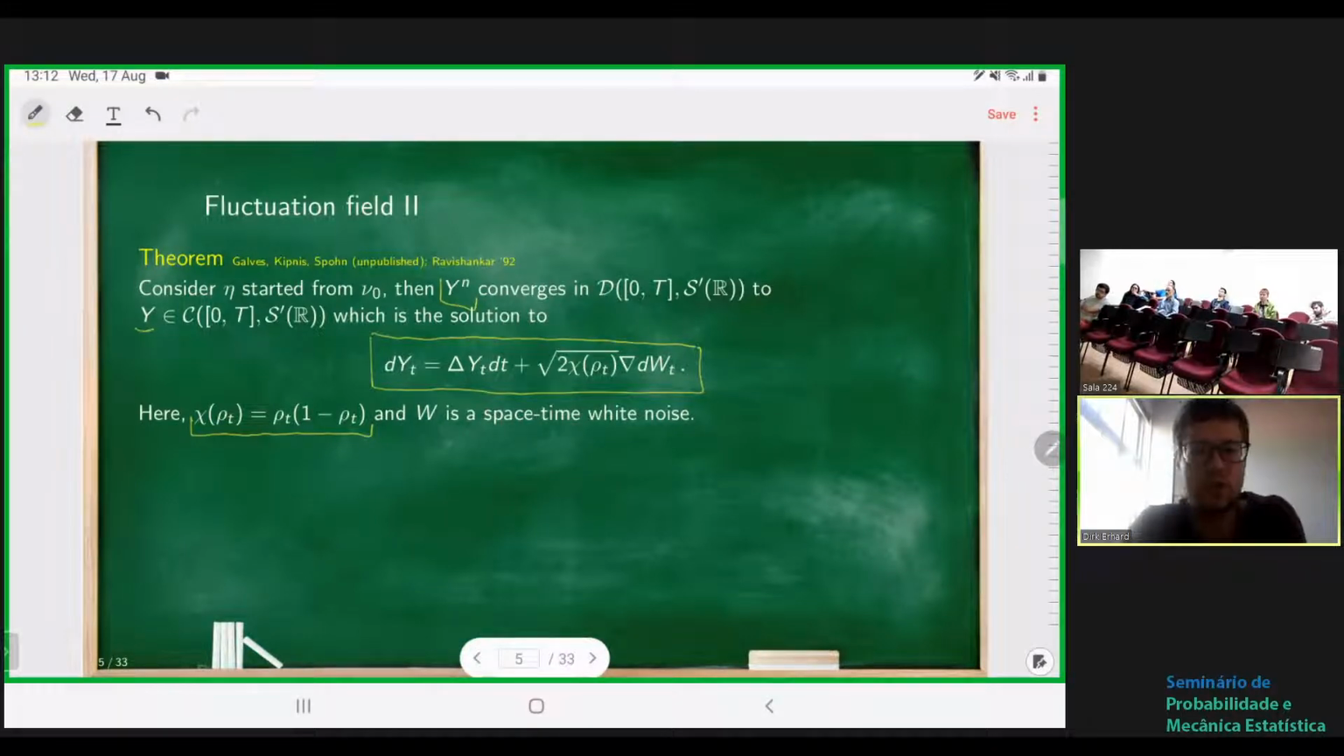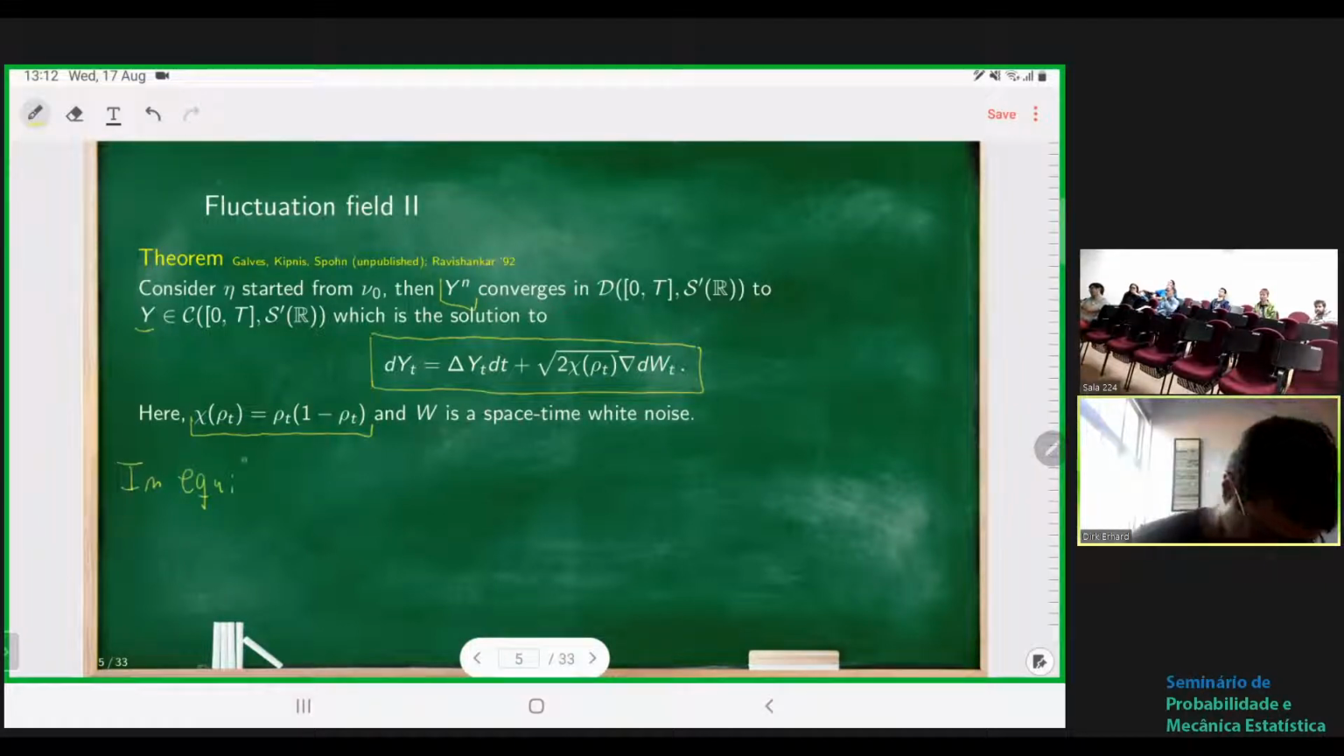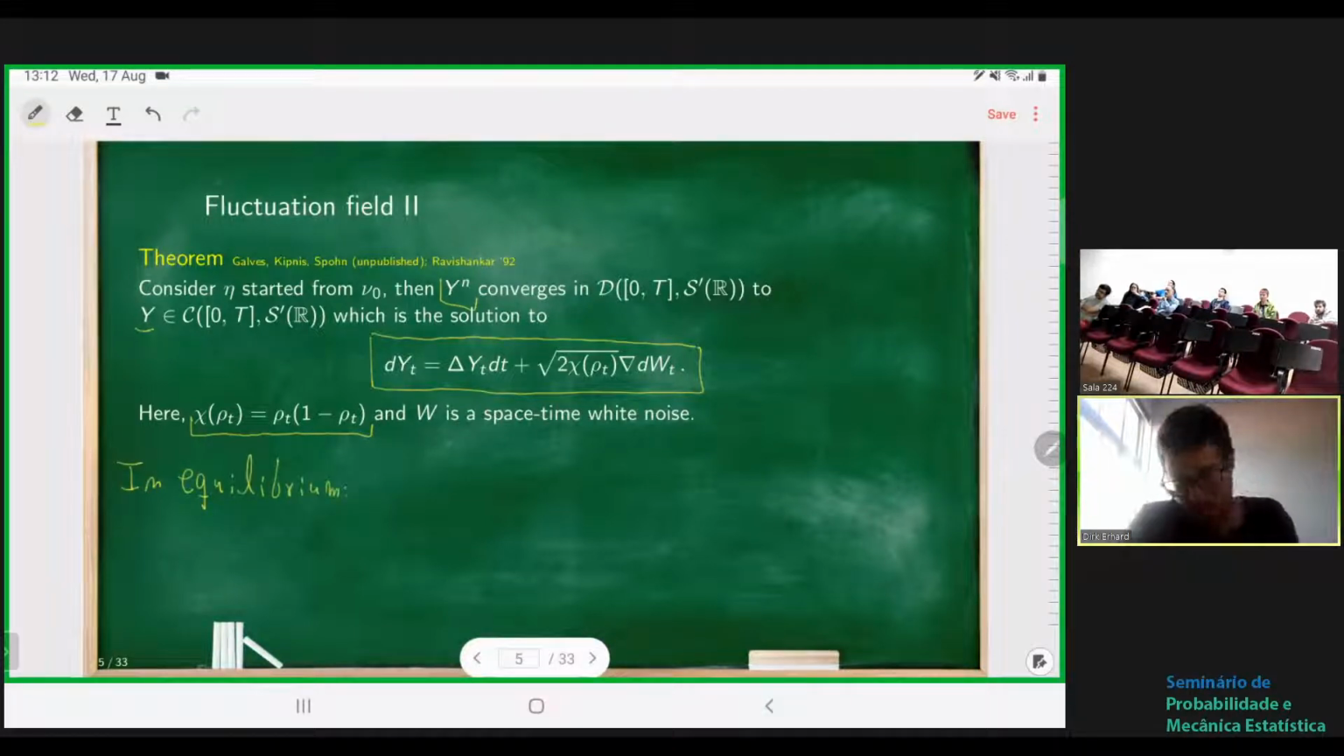But for those of you who are not super comfortable with this equation, at least in equilibrium, there's a very nice, almost rigorous heuristic. I guess something like this also should hold out of equilibrium. So in equilibrium, what you can always say is that y is Gaussian. This follows already from the equation, because y is a linear function of a Gaussian process. And once it's Gaussian, it suffices to tell what's the mean and the covariance. Well, the mean must be 0, by construction.